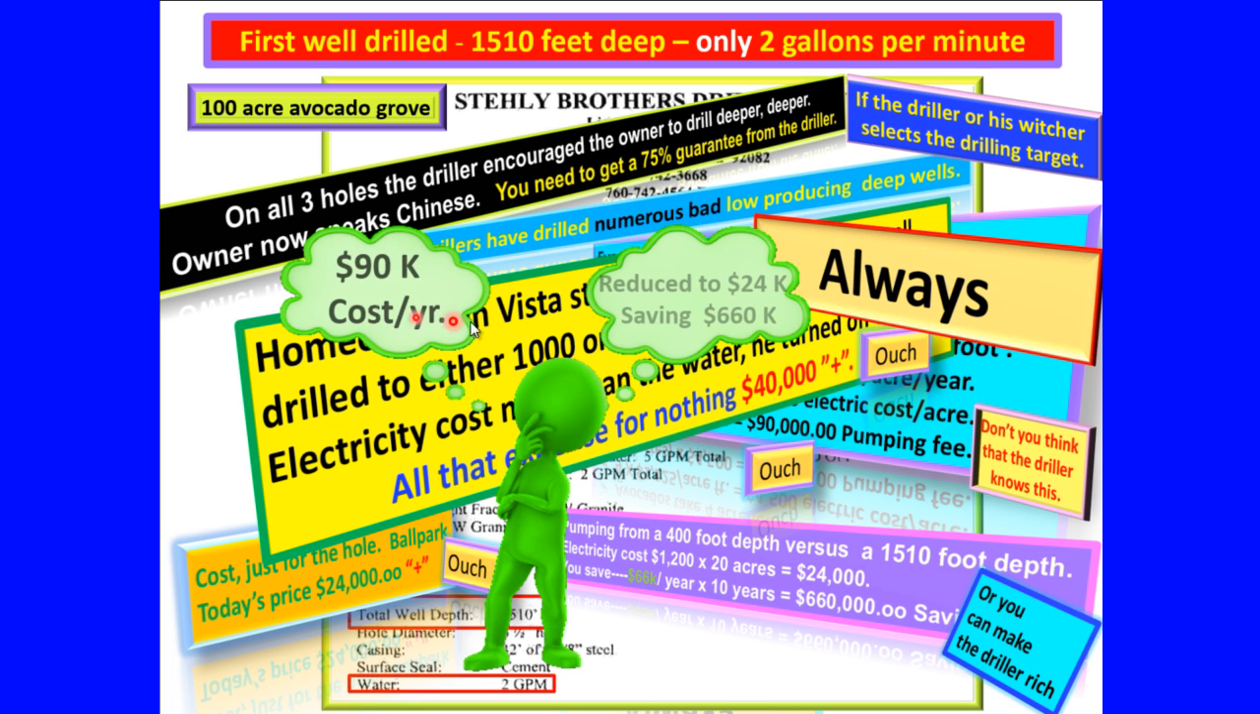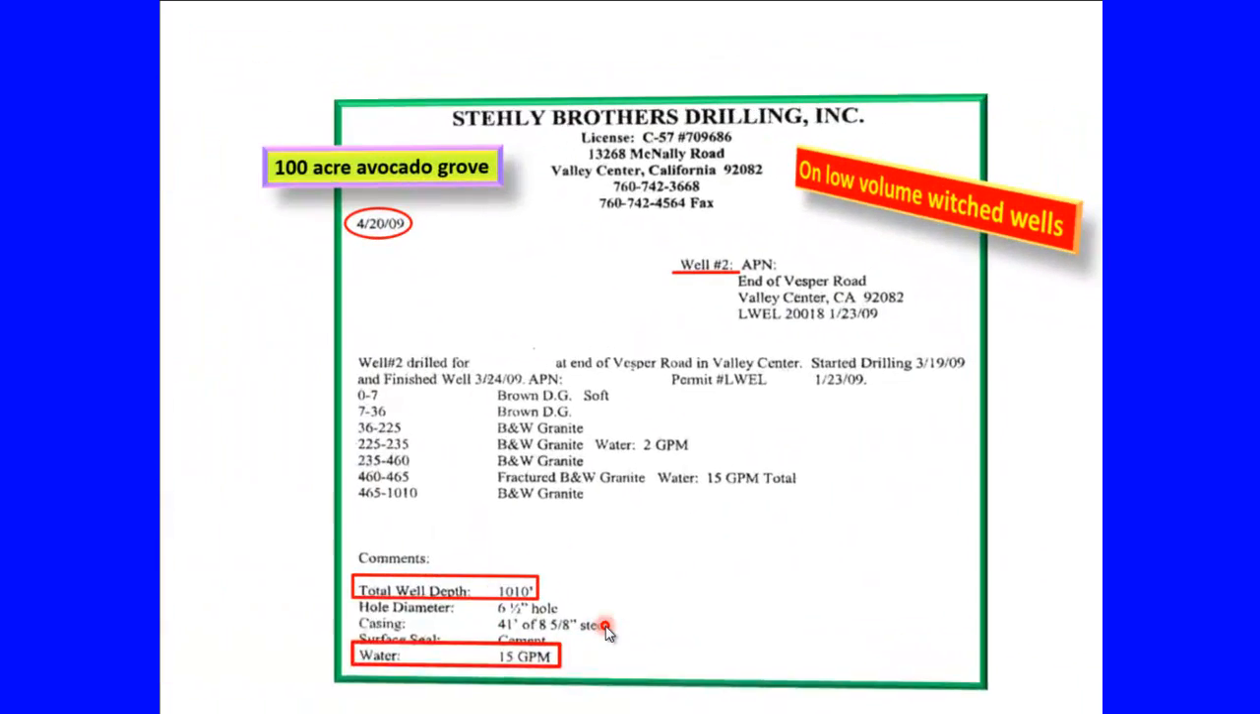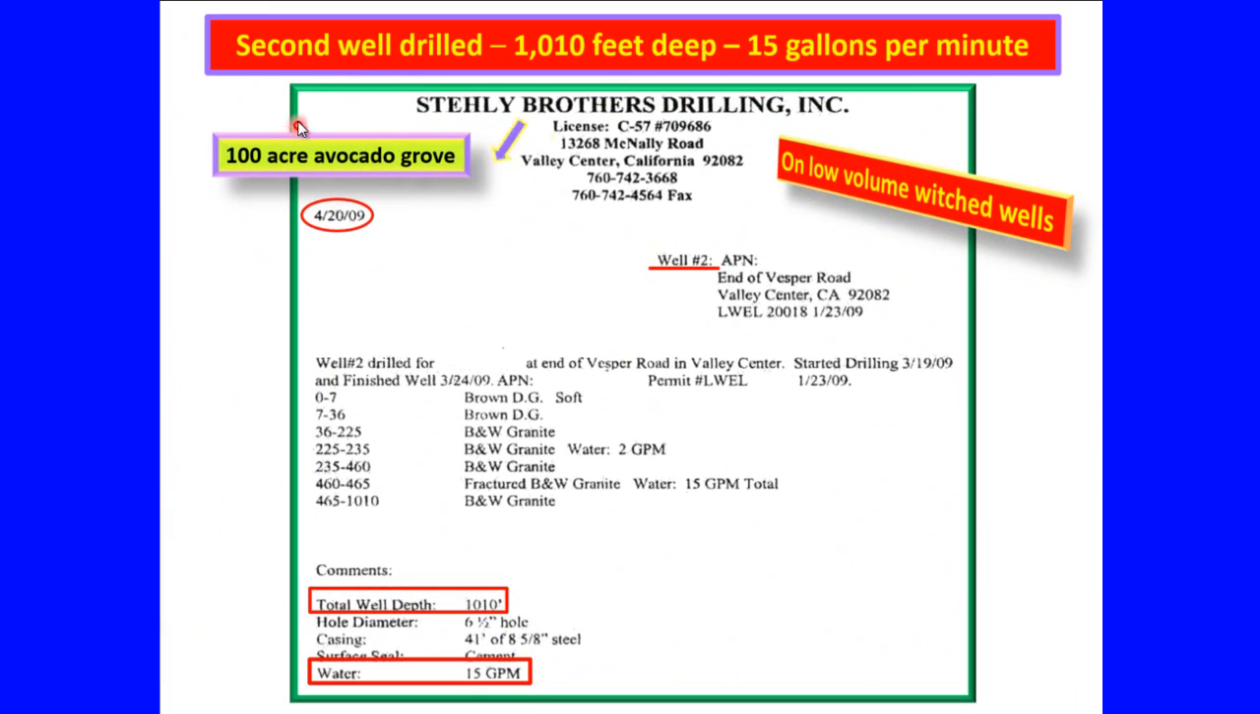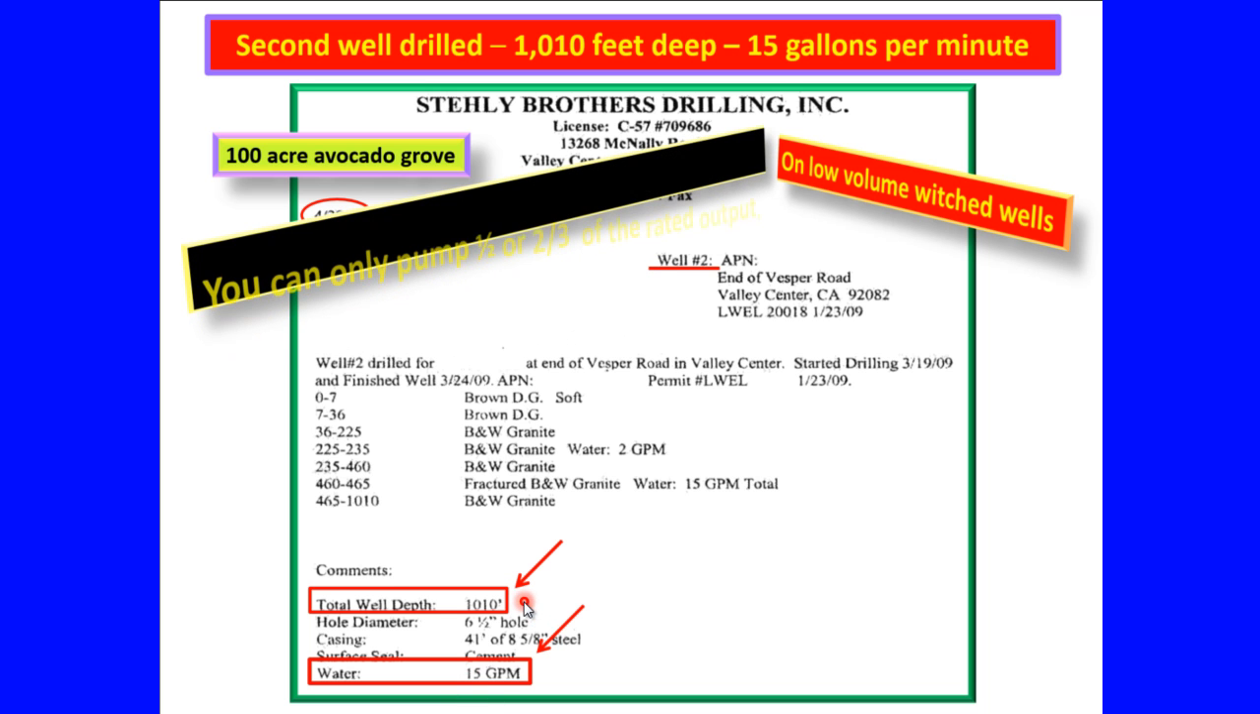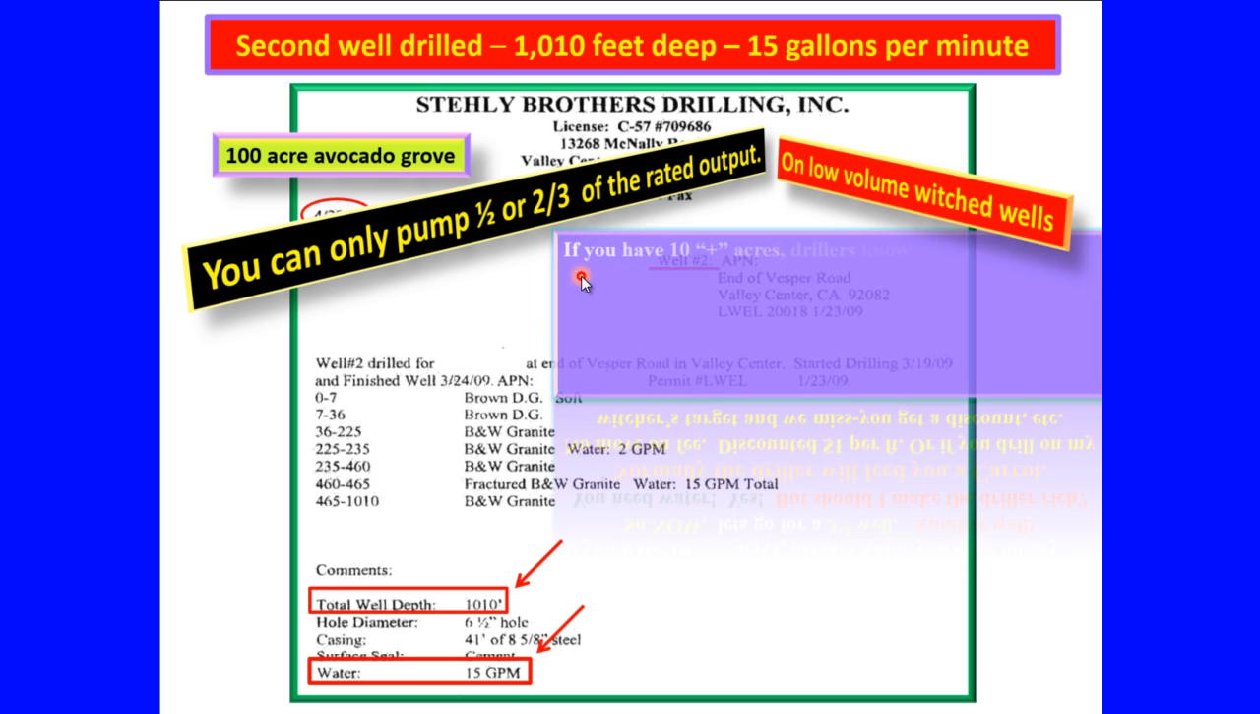$90,000 cost per year reduced to $24,000, savings $660,000. Second well drilled, 1,010 feet, 15 gallons per minute. You can only pump 1/2 or 2/3 of the rated output on low volume witched wells. If you have 10 acres plus, drillers know that you have money.